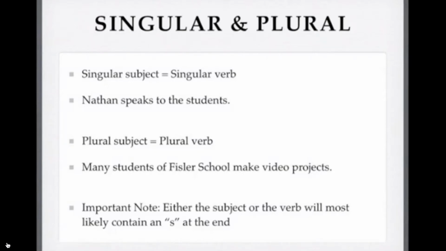I can do the same for the second sentence. Students and make. Let's take a look. My subject is students and it's plural because it has an S at the end. I know make is also plural because it does not have an S. Together, students and make, they only have one S at the end. The rule is the subject and the verb can only have one S at the end.